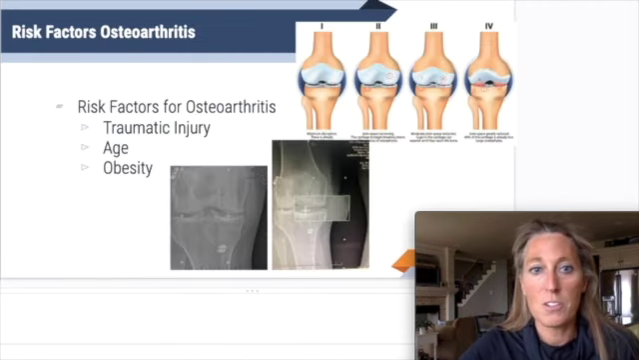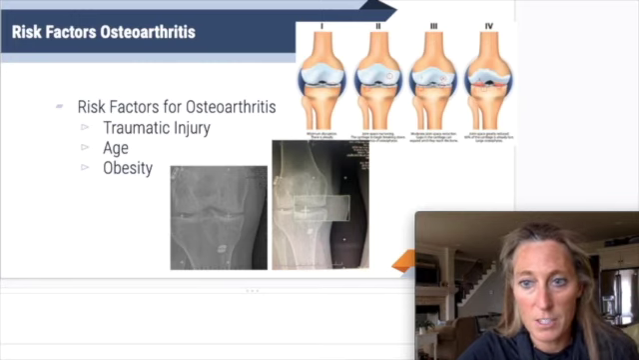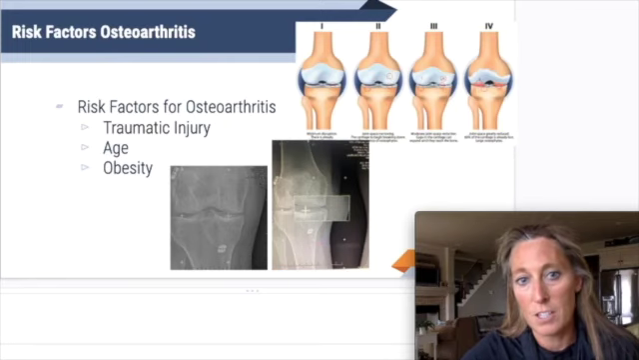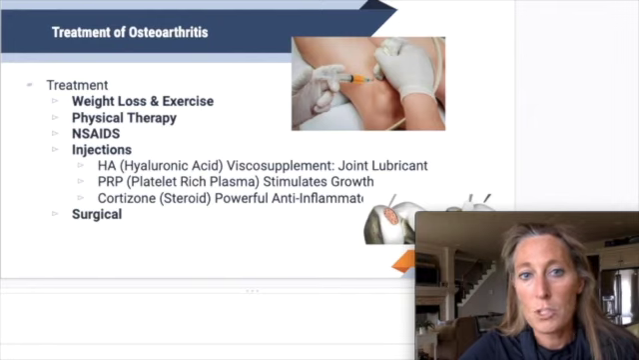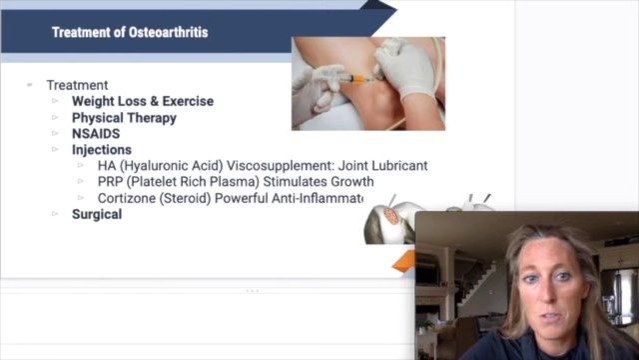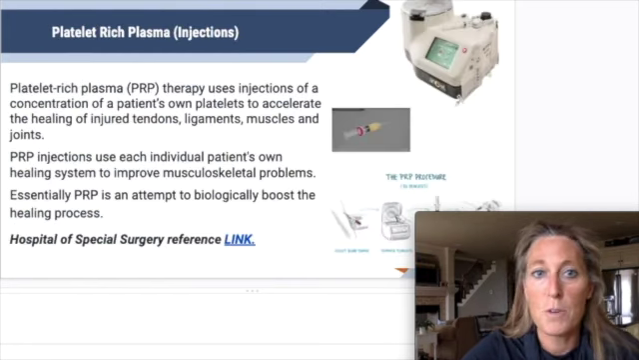Risk factors for osteoarthritis: we talked about traumatic injuries, maybe in your youth or adolescence, continuing on 10, 15, 20 years down the road leads to this osteoarthritis. Age and obesity. Some treatments we talked about: weight loss and exercise, physical therapy, non-steroidal anti-inflammatory drugs. We talked about different types of injections, and surgical treatments.